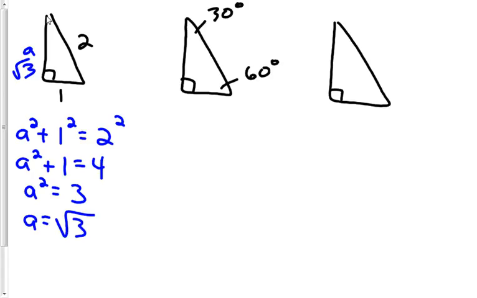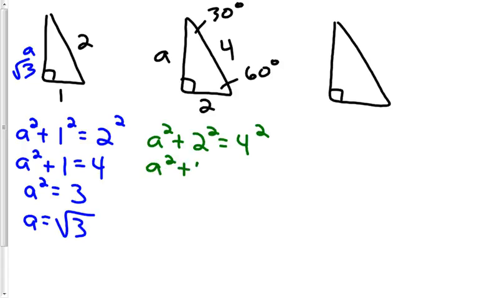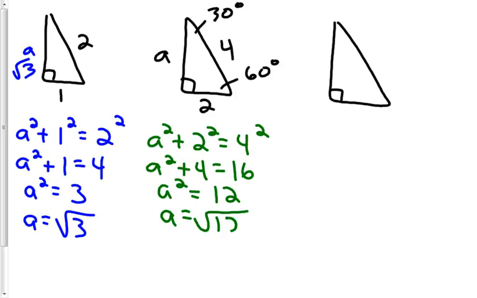Now we go to our second example. And in the table, they told us the shorter leg was 2. Remember, shorter leg is opposite the smaller angle, so that's the shorter leg there. Well, I know that the hypotenuse is a side from the original equilateral triangle, so this would be 4. And now I have to find that other leg. So I use the Pythagorean theorem again. A squared plus B squared equals C squared. A squared plus 4 equals 16. Subtract 4 to the other side. A squared equals 12. Take the square root of both sides. A equals the square root of 12.